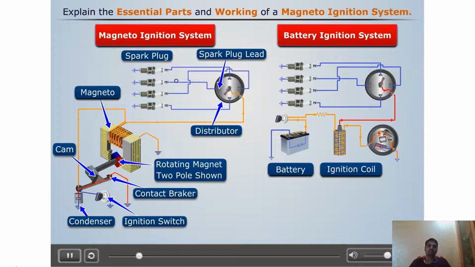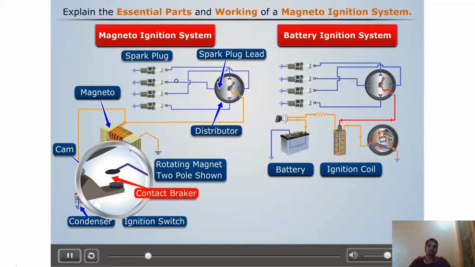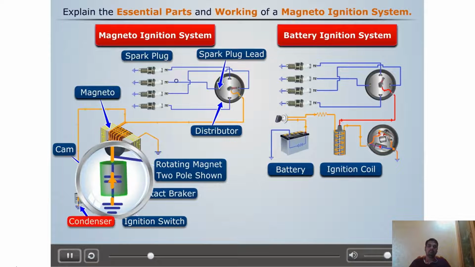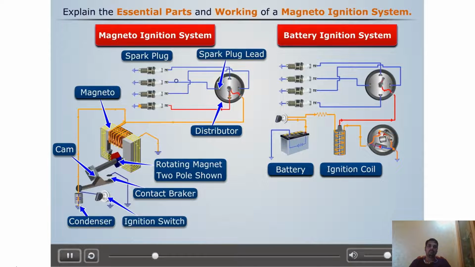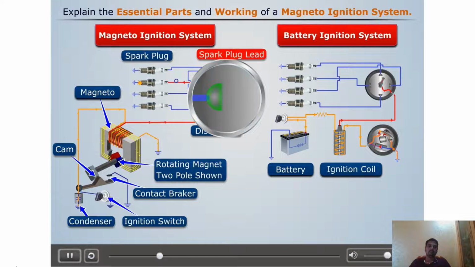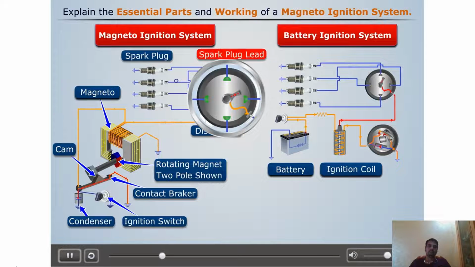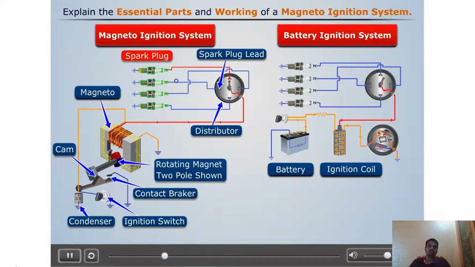The basic components of the magneto ignition system are magneto, contact breaker, condenser, ignition switch, distributor, spark plug leads, and spark plug. Here, all the parts except the magneto are the same as in the battery ignition system.